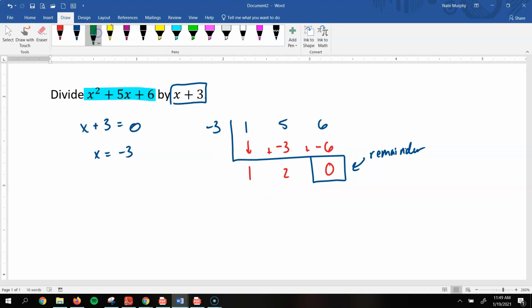So we can write our answer as just x plus 2. And there's no remainder. So when we divide x squared plus 5x plus 6 by x plus 3, we get an answer of just, oops, I don't know why I put r. It'd be x plus 6. Or, sorry, x plus 2.